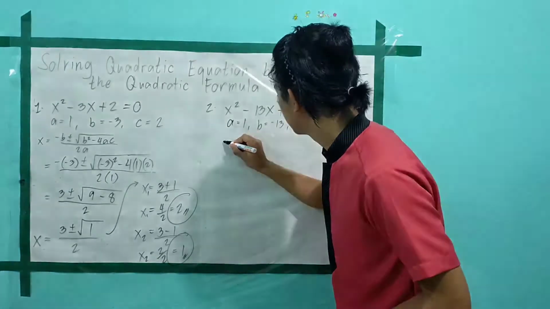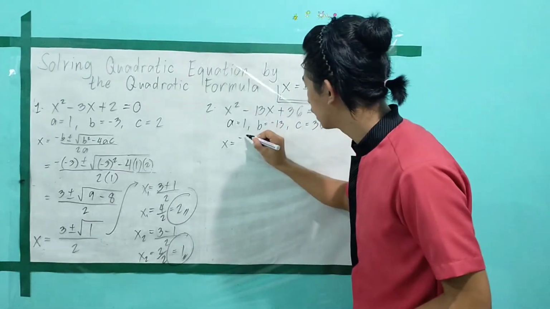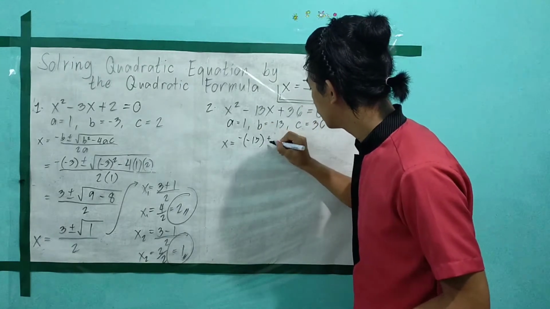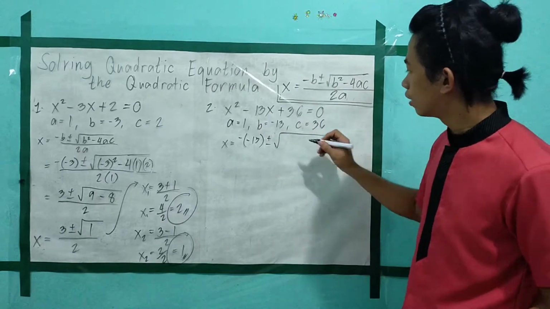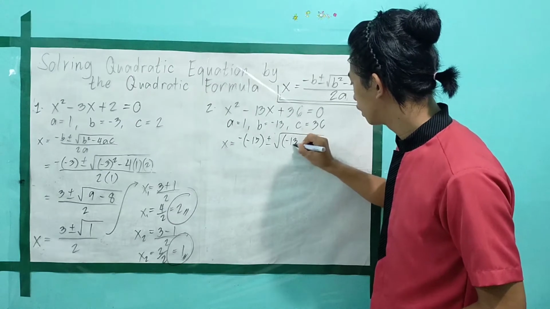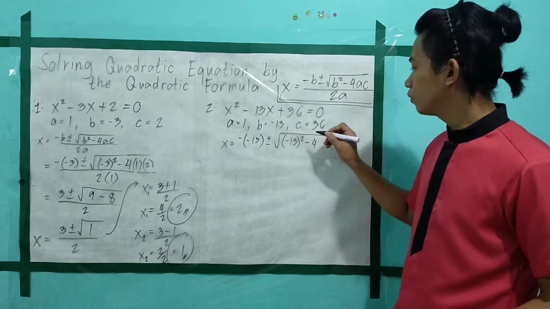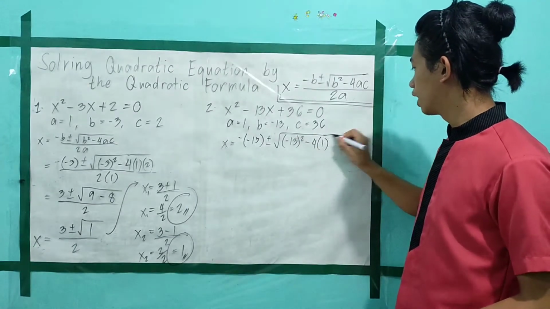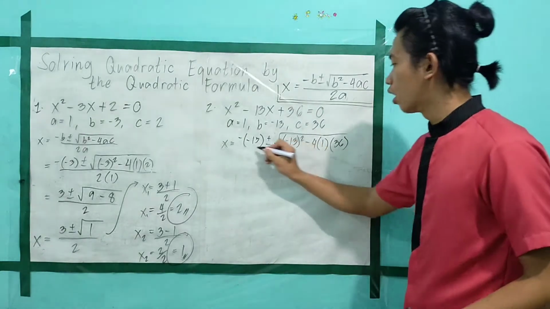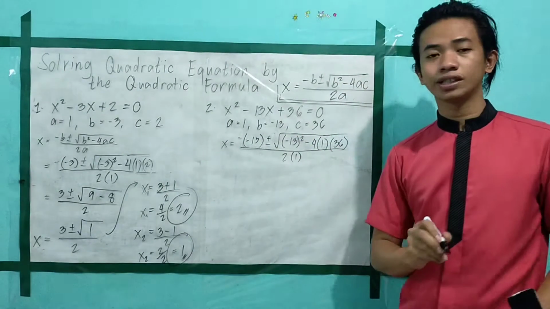So, our formula is x is equal to negative b. Negative, ano yung b natin? We have negative 13. Plus, minus, square root of b squared. So, we have negative 13 square. Less 4. Ano yung a natin? We have 1. Then, multiply to c. Our c is 36. All over 2a. Ano yung a natin? We have 1. Okay, sinubstitute lang natin siya.